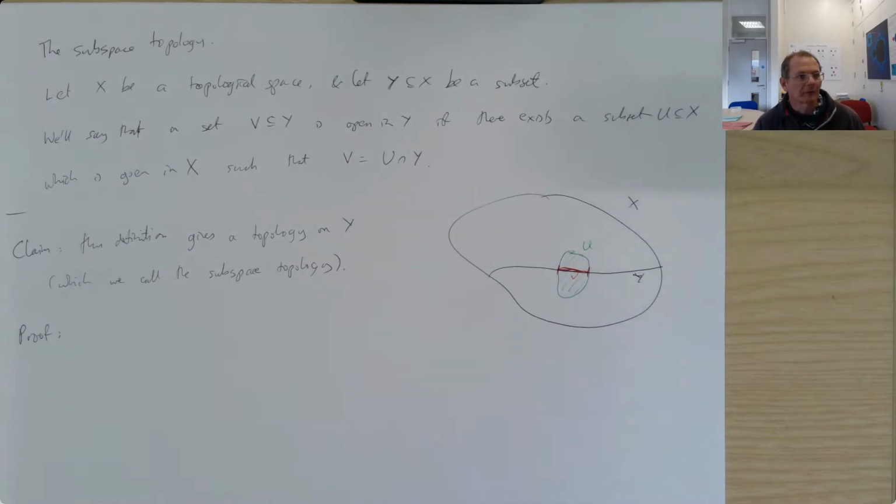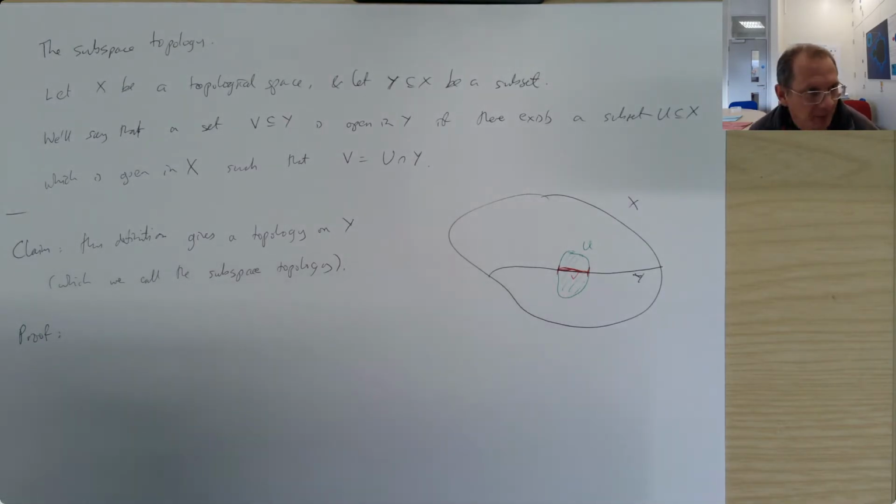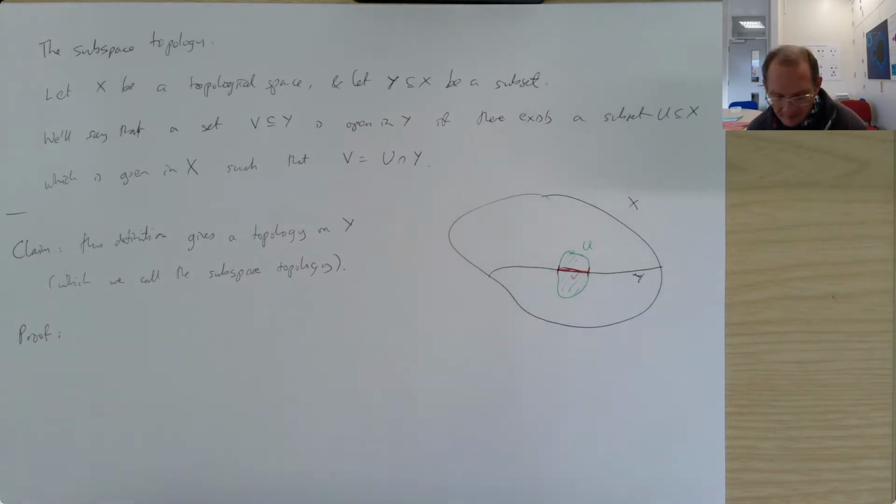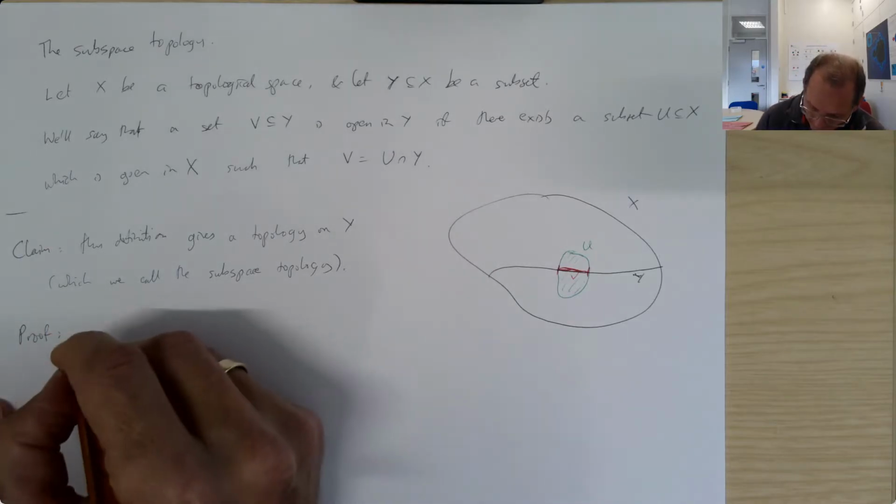So for the proof, what does it mean to say that something's a topology? Remember, there were three axioms. Firstly, the empty set and the whole space are supposed to be open. And the union of any family, even an infinite family, of open sets is supposed to be open. And the intersection of any finite family of open sets is supposed to be open. So that's what we need to check.